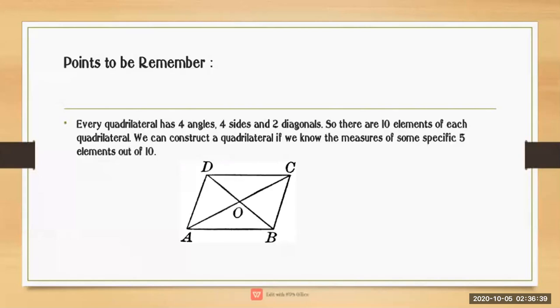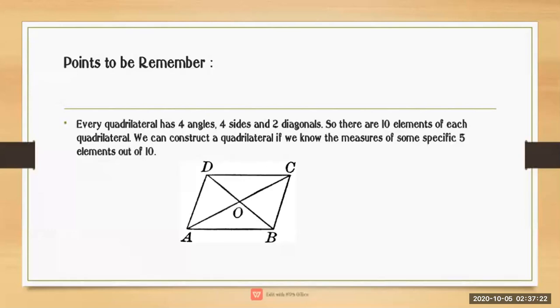First, every quadrilateral has four angles, four sides and two diagonals. So there are 10 elements in each quadrilateral. How many elements are there? 10. You can count 4 angles, 4 sides and 2 diagonals. That means 4 plus 4 plus 2, it becomes 10. So a quadrilateral has how many elements? 10 elements.